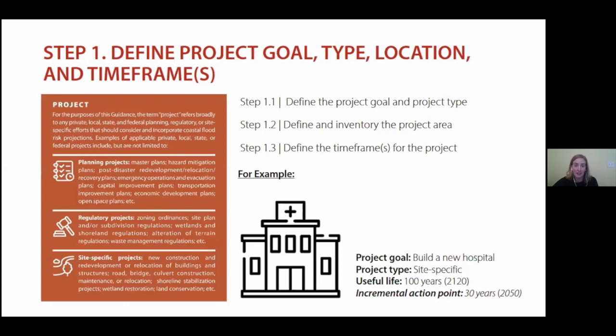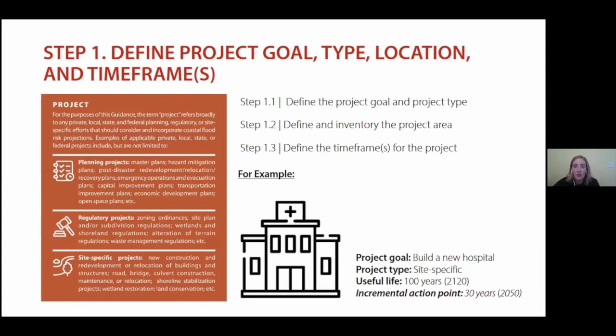Then finally, in step one, you're asked to think about the project time frame. So depending on the project, this might be your planning horizon for a master plan, or some type of regulatory time period if you're designing new floodplain regulations, for example. Or for your site-specific project, it would be your useful life. And useful life is the time period over which a project is expected to be available for use. It's typically longer than a project's design life, which is a term we're probably more familiar with.